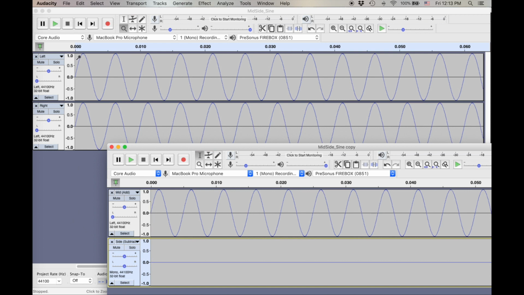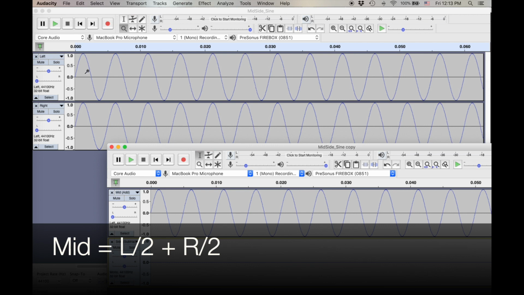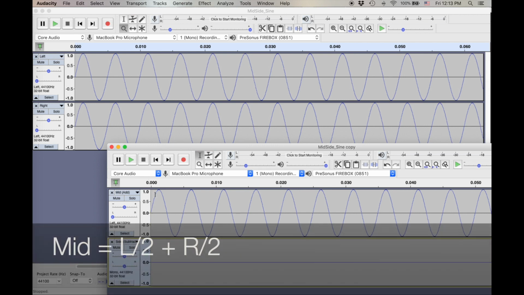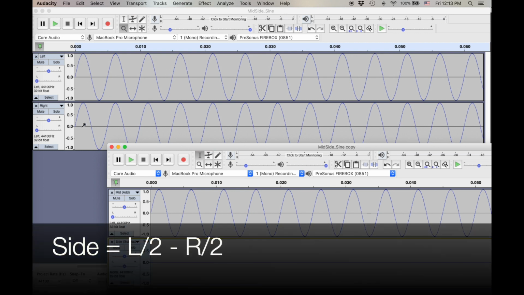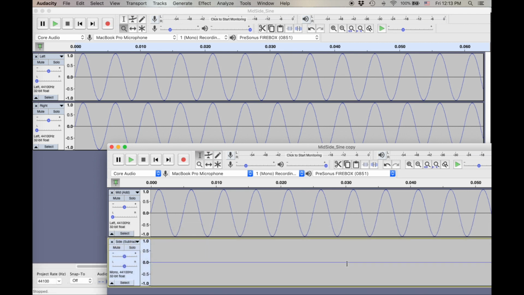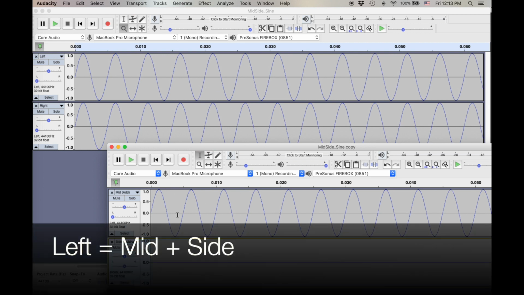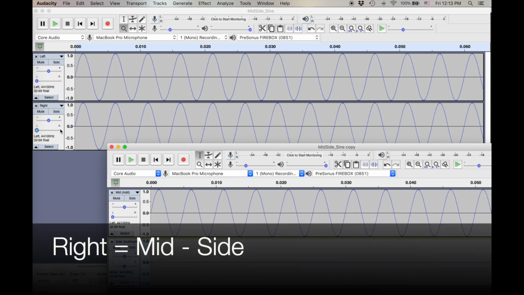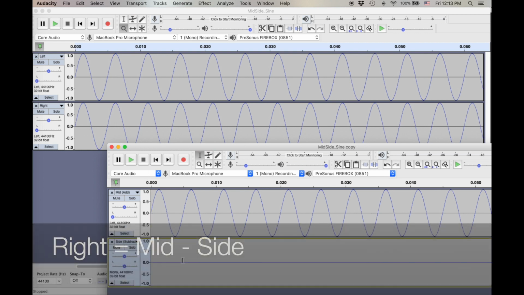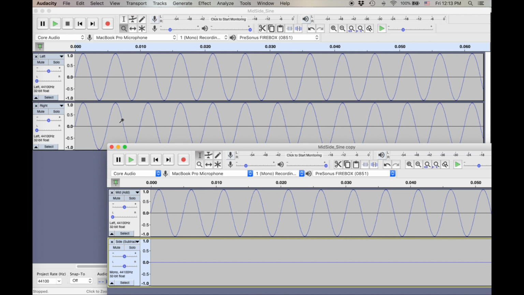So the left plus the right, again, the left divided by 2 plus the right divided by 2, is just going to give me the same thing because these were the same. Because they're the same, when I subtract the right from the left, I get silence. What happens then when I decode this? Well, the left is going to be the mid plus the side, and the right is going to be the mid minus the side. Once again, the same thing. Any number minus 0 is going to be that number.